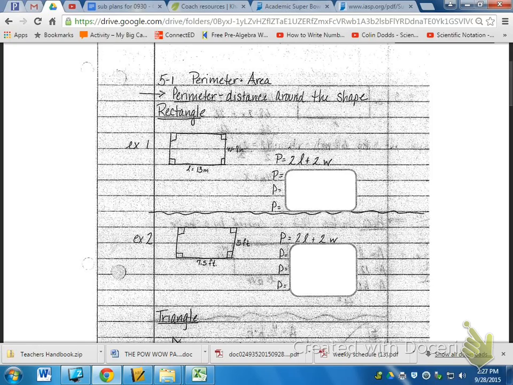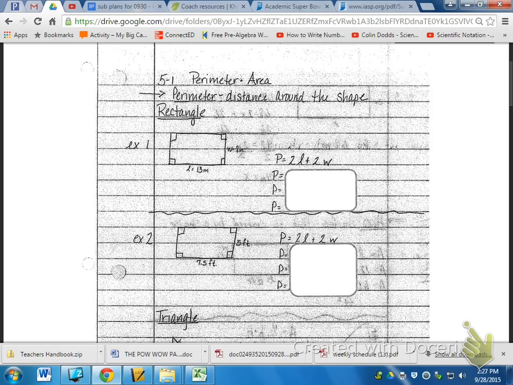And perimeter is the distance around a shape. And we're going to talk about rectangles first. So perimeter, the distance around a shape. If you were a farmer and you had a field, you would need to know the perimeter of that field if you needed to know how much fencing to buy to enclose that field. So the perimeter is the distance around a shape.